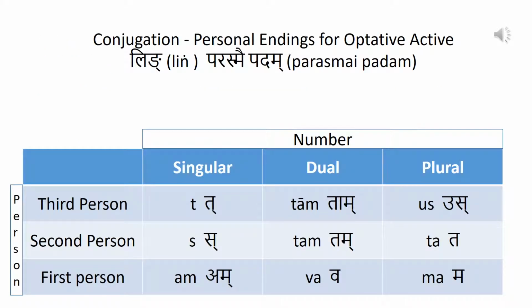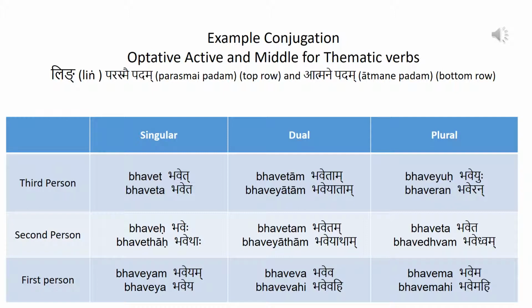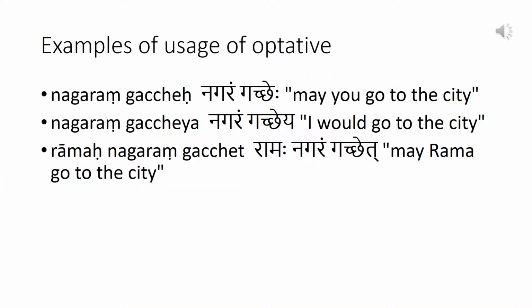The personal endings for optative active and middle for thematic verbs are given here. A full conjugation for the verb bhu is given here. The active voice is on the top line and the middle in the bottom line. Some examples of the usage of the optative are given here.